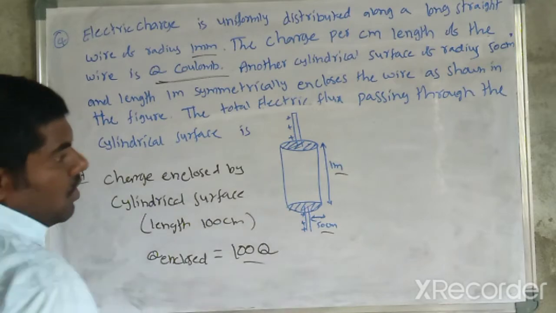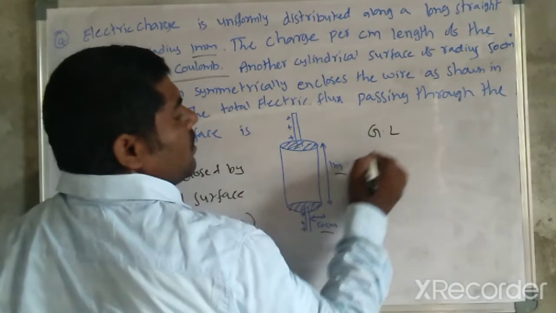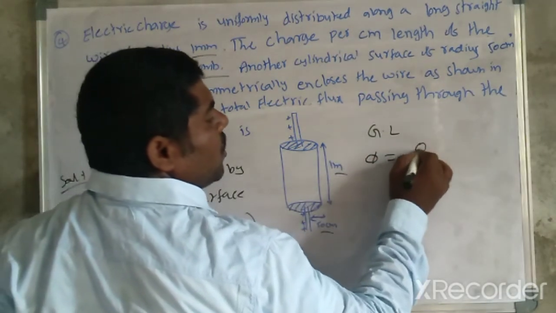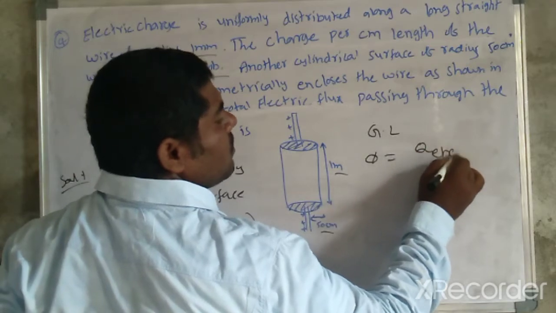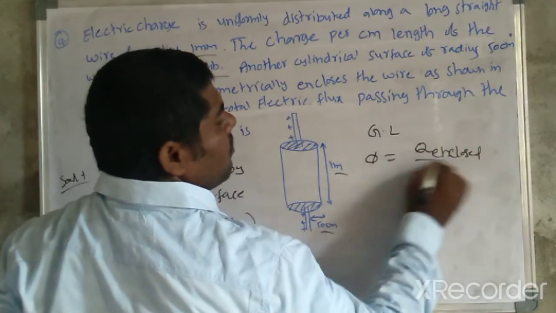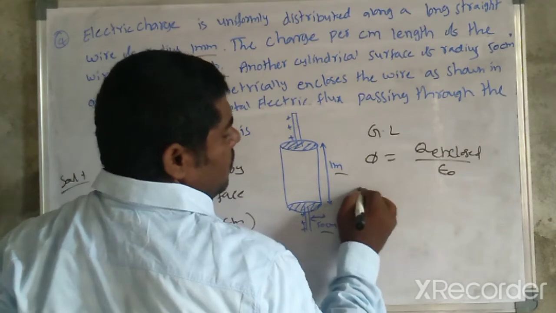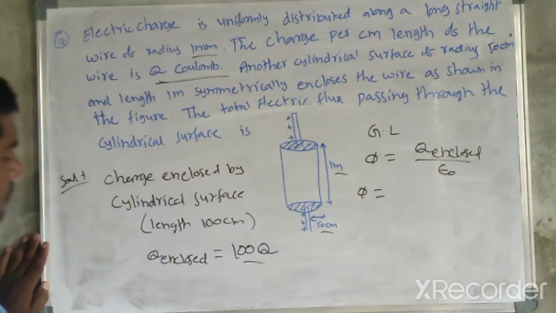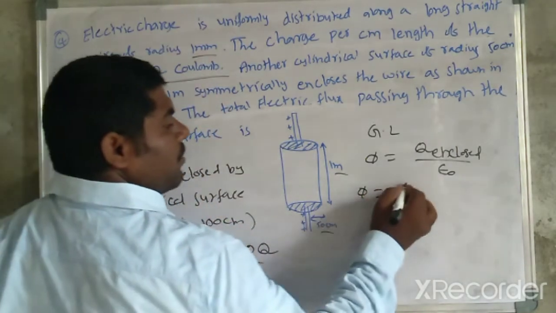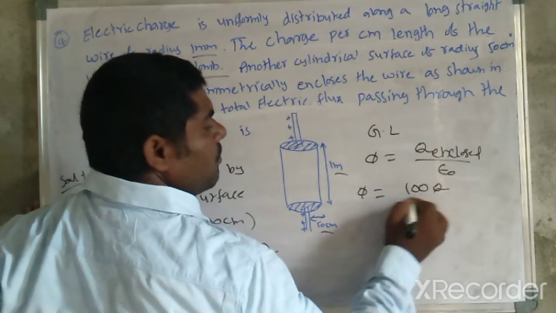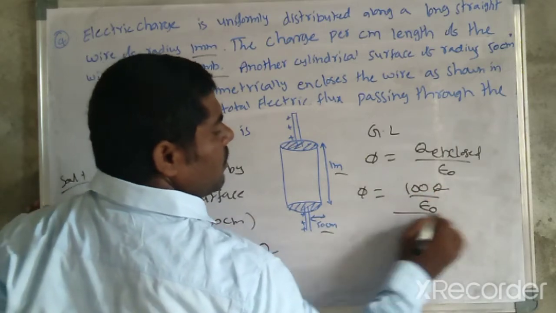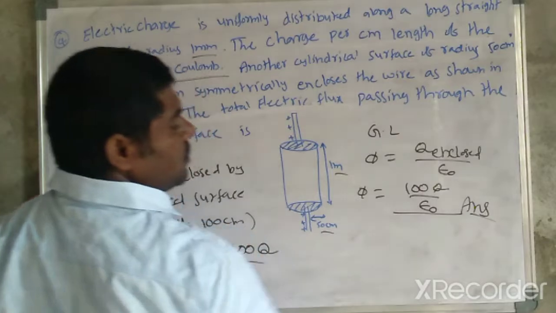So according to Gauss law, flux is equal to q enclosed upon epsilon naught. So q enclosed is nothing but 100 q. So the flux is 100 q divided by epsilon naught. This is the answer to the question.